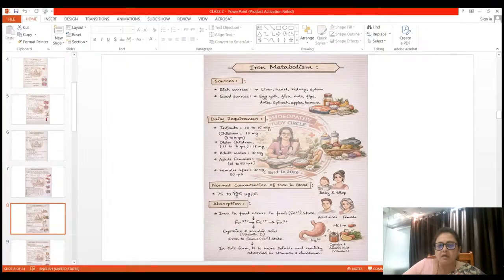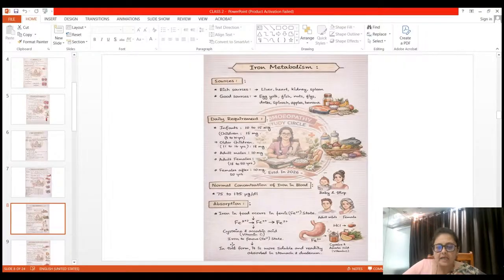Okay, so the normal concentration of iron in blood is 75 to 175 micrograms per deciliter. Absorption, how is iron absorbed? This is very important actually. Iron in food occurs in the ferric state, that is Fe+++. Cysteine and ascorbic acid, that is vitamin C, convert ferric iron to ferrous iron in the stomach and duodenum. In this form it is ready to get absorbed in the stomach and duodenum.